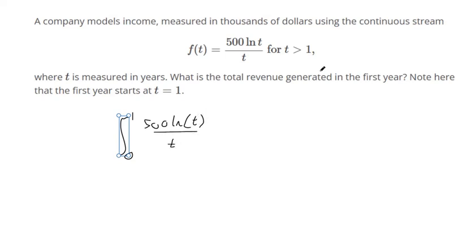Oh, but it says for t is greater than or equal to 1. Okay, so they're saying start at t equals 1 and end at t equals 2. So the first year starts at t equals 1, and so we go from 1 to 2 for the limits of integration. That's what that little bit of notation is trying to tell us.